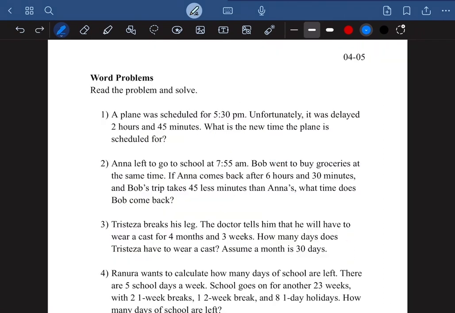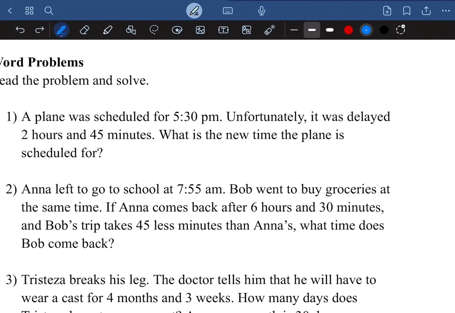Word problems. Read the problem and solve. Number 1. A plane was scheduled for 5:30 p.m. Unfortunately, it was delayed 2 hours and 45 minutes. What is the new time the plane is scheduled for? So since it was delayed, we're going to add 2 hours and 45 minutes to 5:30 p.m.